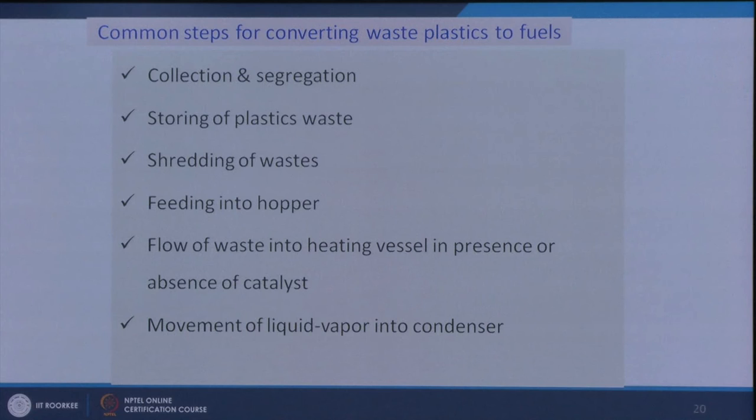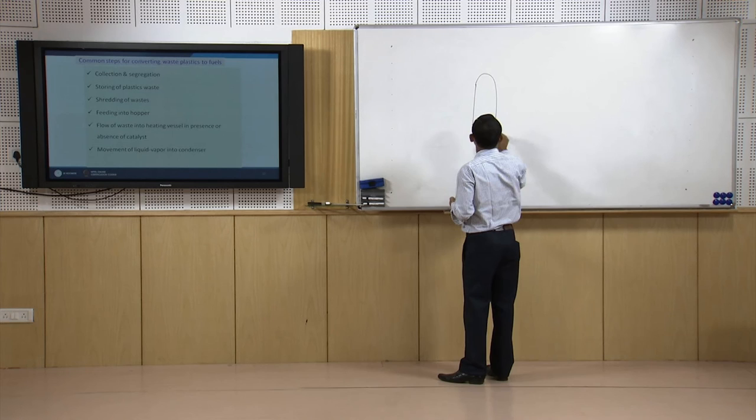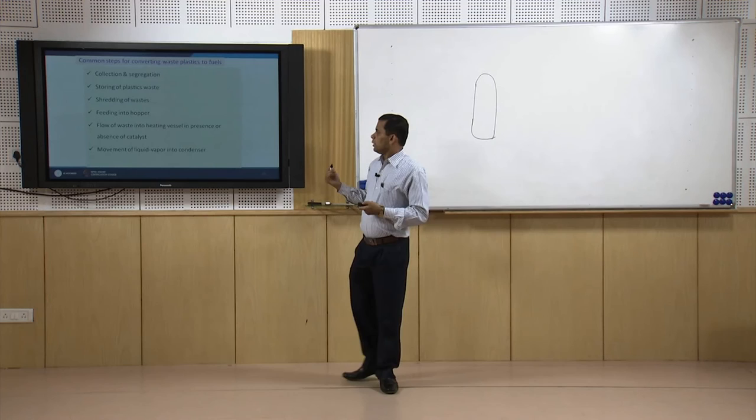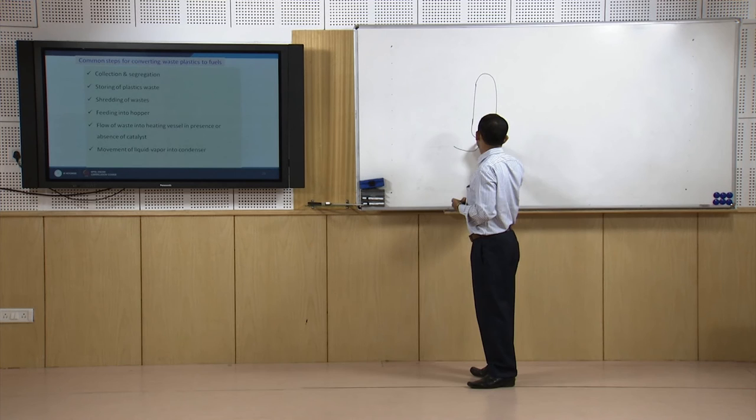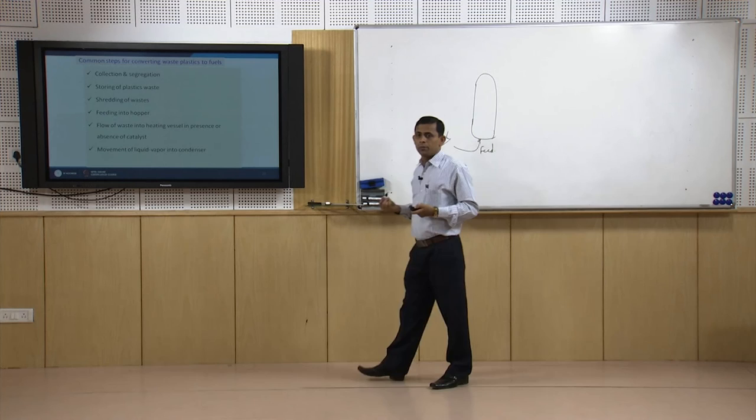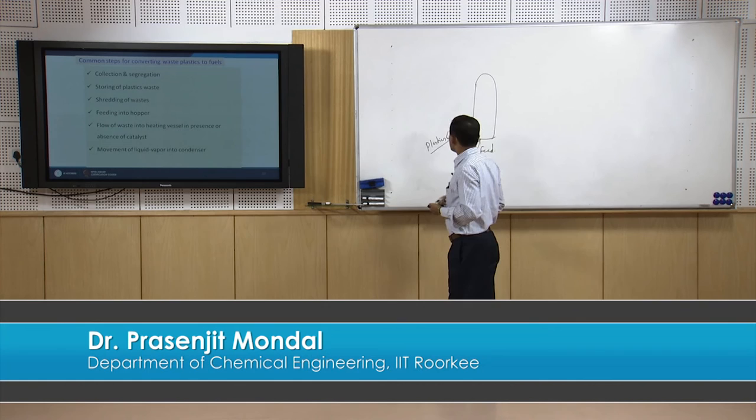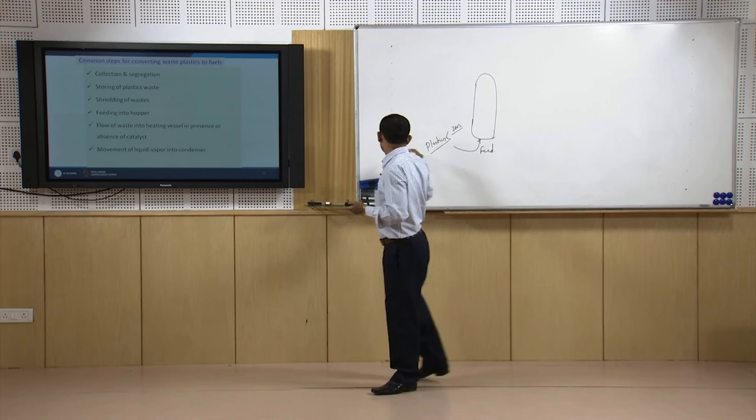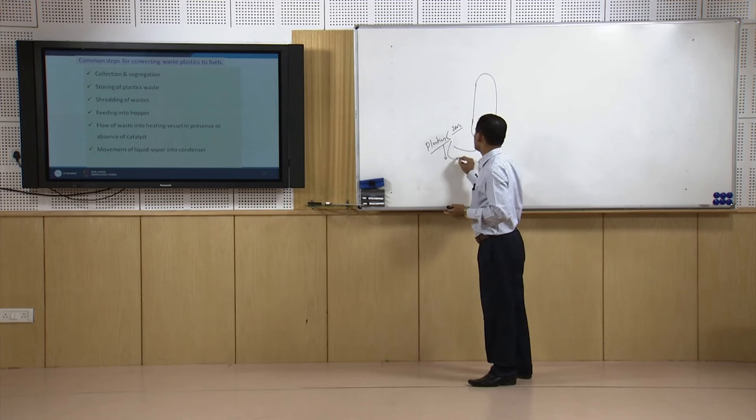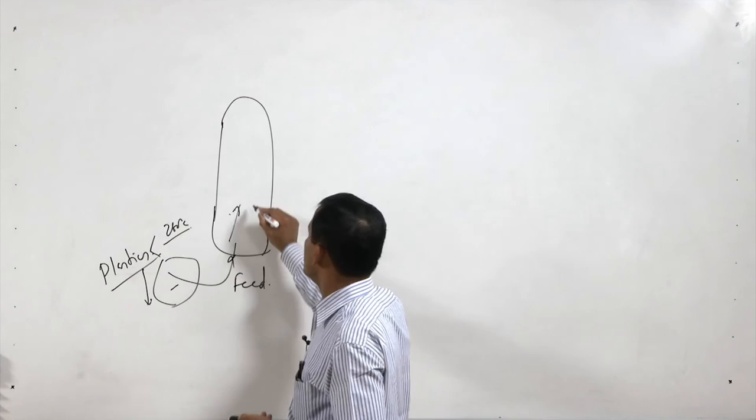Then there is movement of liquid vapor into the condenser. So, if we use one reactor here, we will be putting some feed. What will be the feed in this case? The flow of waste into the heating vessel in presence or absence of catalyst, whatever may be the case, but this is our feedstock, this is our plastics. The boiling range of PP, polypropylene, polyethylene, PET, etcetera, is within 260 degree centigrade, so after that it will be liquefied. Efforts are there that it is liquefied first and pumped, or in some cases the solids have also been used. There may be another heating vessel where the liquid is sent, or the feed is sent directly into the reactor, and then from this we get the vapor that will be cooled and we will get the product.